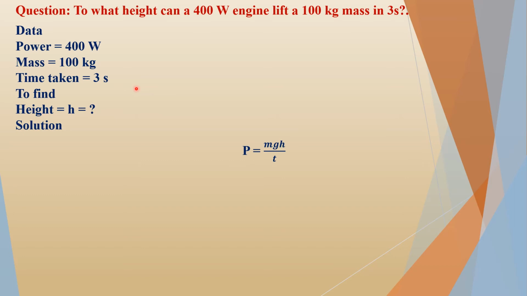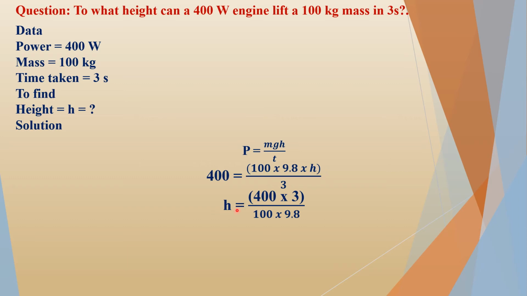Solution. Power is equal to work done per unit time, that is equal to mgh divided by t, and putting values of power, mass, g and t, we get h is equal to 400 into 3 divided by 100 into 9.8, and after solving we get height is equal to 1.22 meters.